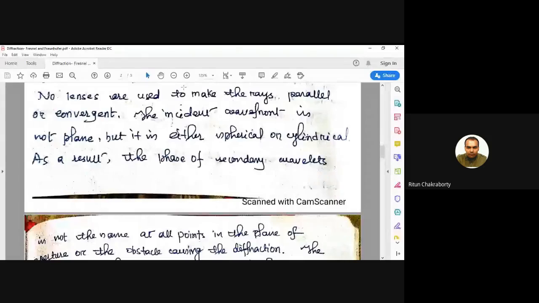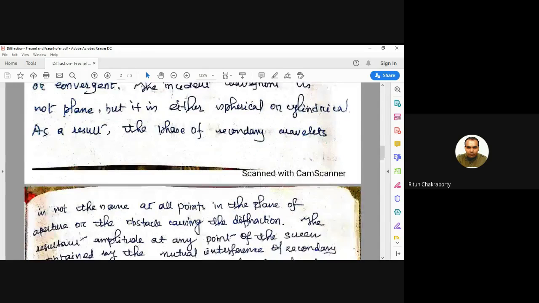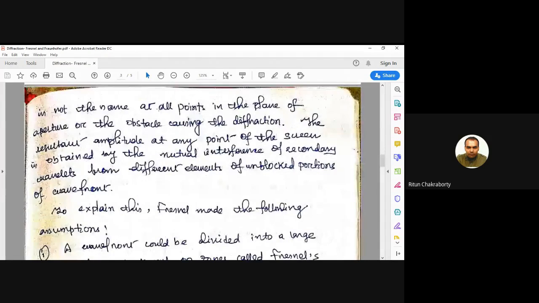The incident wavefront is not plane, but it is either spherical or cylindrical. This is something you should remember also. The wavefront means the wavefront from which the wavelets are generated, the wavelets which take part in diffraction. So the incident wavefront is either cylindrical or spherical. As a result, the phase of the secondary wavelets is not the same at all points in the plane of the aperture or obstacle causing the diffraction.